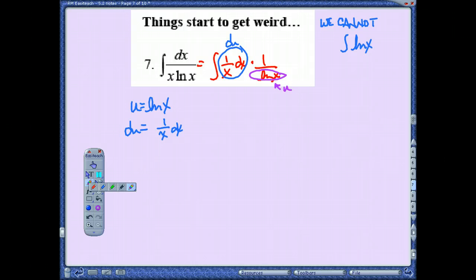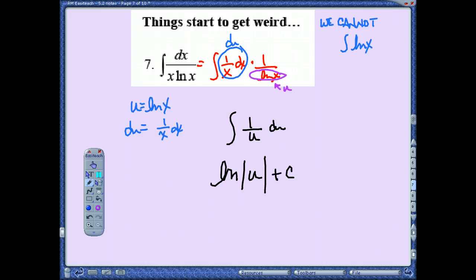So when I rewrite this, it looks a lot better than what I just wrote all over. Sorry about that. So I end up with 1 over u du, same thing as du over u. I get the natural log of the absolute value of u plus c. Well, u, what was u? Was the natural log of x? Weird. Natural log of x.